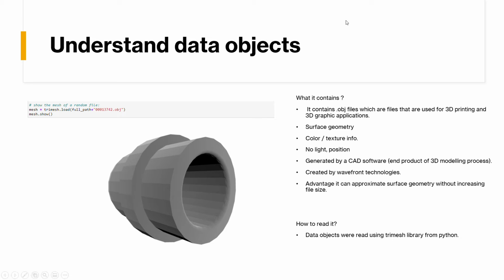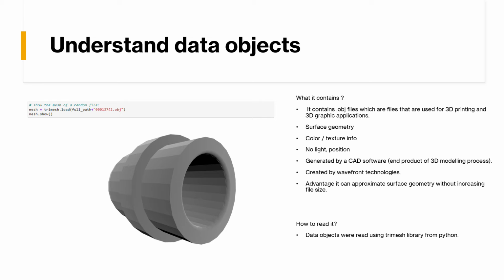So what is the information contained in this dataset? It contains OBJ files, which are files used for 3D printing and 3D graphic applications. They have information about the surface geometry, the color, and the texture. They don't have information about the light or the position. These types of objects are generated by CAD software, and it's the final product of the 3D modeling process. This file format was created by Wavefront Technologies, and the advantage is that it can approximate surface geometry without increasing the file size.